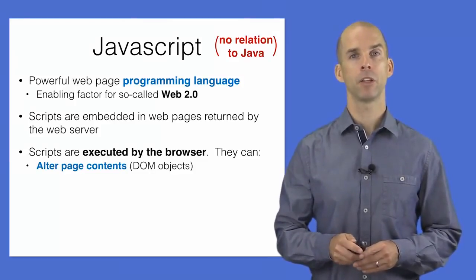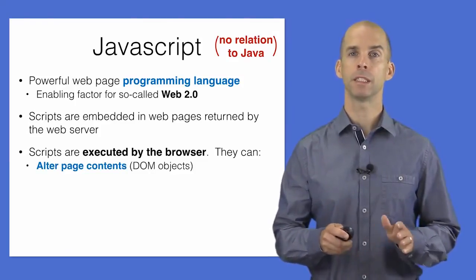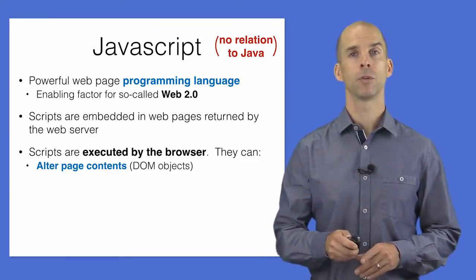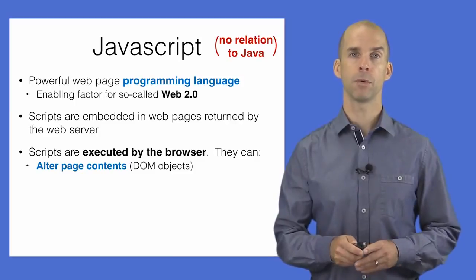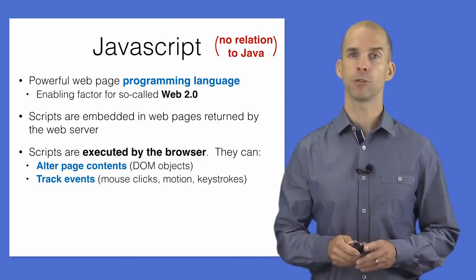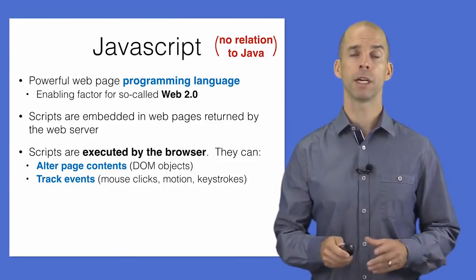To access page elements, JavaScript programs use the Document Object Model, or DOM. JavaScript programs can also perform interactive processing. For example, they can track mouse movements to implement drag and drop, or run code to process button clicks.